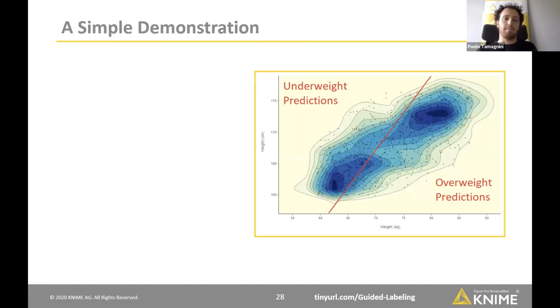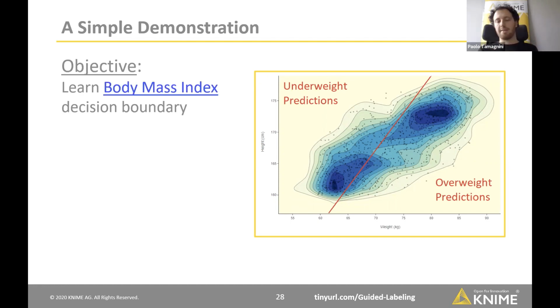Okay, so a simple demonstration here to see how active learning is useful. Again, let me take this really simple data set with this really simple linear decision boundary. The idea is that you have underweight prediction and overweight prediction, and we want to train a model to learn this body mass index decision boundary. I think it's greater than 25 or less than 25. It's not perfectly linear, but it's almost linear. So how do we learn this decision boundary?